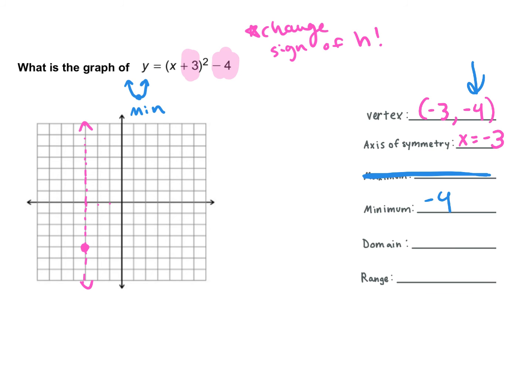What's my domain? All real numbers. So I'm going to put the little r for all real numbers. And then my range, does it go up to positive infinity or down to negative infinity? It goes up to positive infinity. So where is it going to start? What's the smallest value my graph has? Negative 4. So it always, again, repeats the y value here. So negative 4 and goes to what? To infinity. So when writing the range, you start with the smallest number and go to the biggest. So if it went down to negative infinity, you start with negative infinity first.